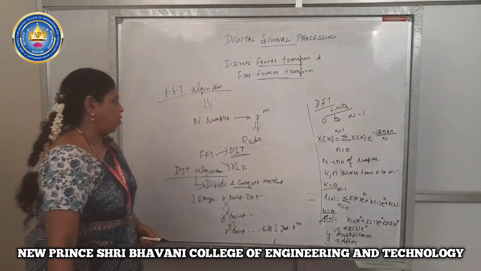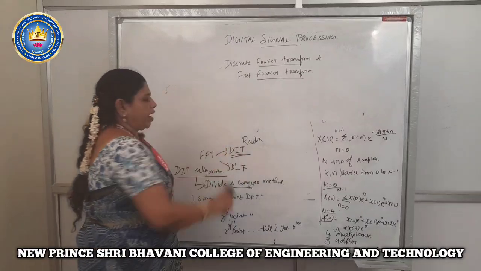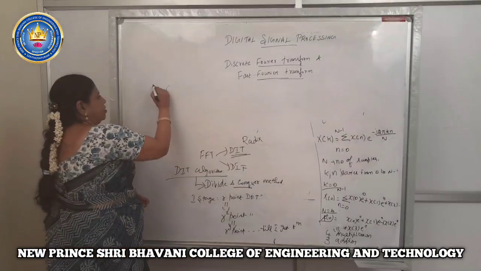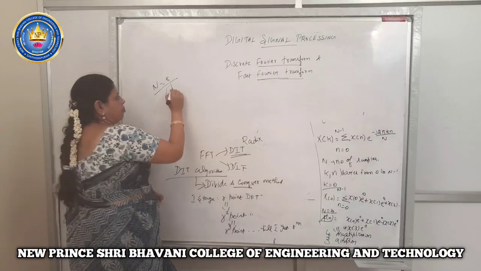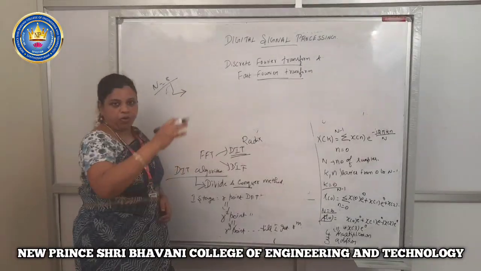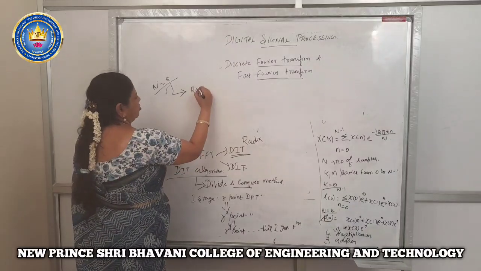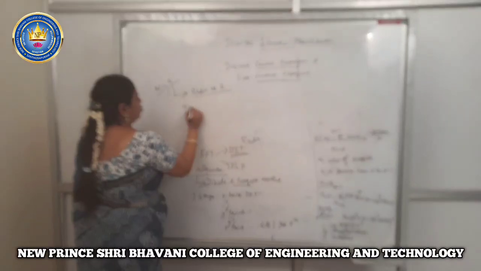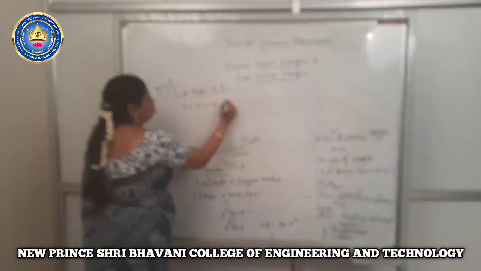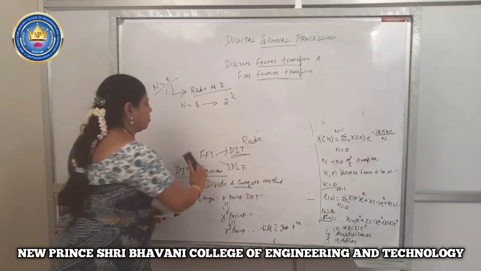Now suppose I have n equal to 8. First I have to represent it as some radix power m. For example, consider my radix as 2. So how will I represent this? N equal to 8 will be represented as 2 power 3.